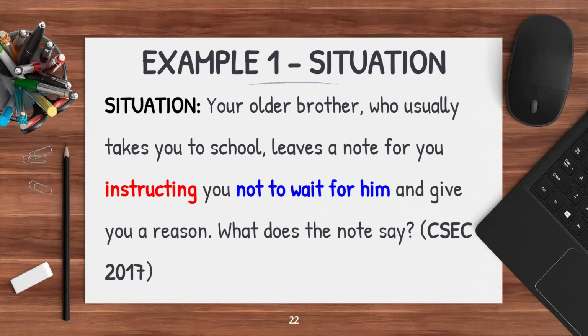So not only does it contextualize that he's instructing you, it's also contextualizing what the instruction he is giving you. And the instruction is not to wait for him. And in addition, it says, and give you a reason. What does the note say? So he's telling you not to wait for him, and he gives you a reason why he's telling you not to wait for him. So that is the context of this particular situation.